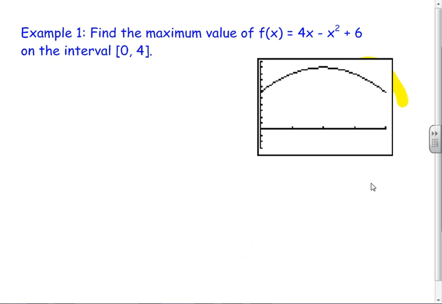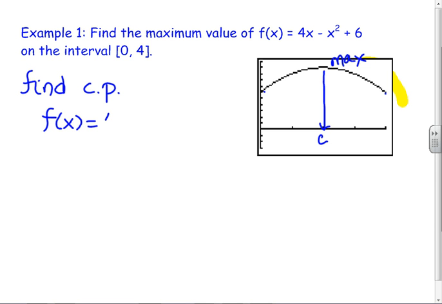Where's the maximum value? It looks like it occurs here. It looks like it's about 10, but this is the C value. That's the max. What about the minimum? Is it going to be this one or that one? Well, you know what? I can't tell. Can you tell? So what we're going to do is we're going to evaluate it. But first, shall we find our critical points? So f of x is equal to 4x minus x squared plus 6.